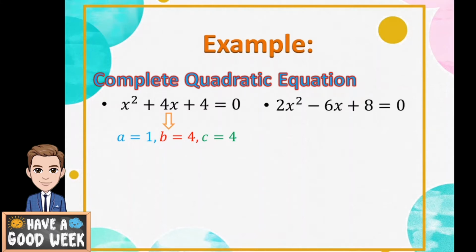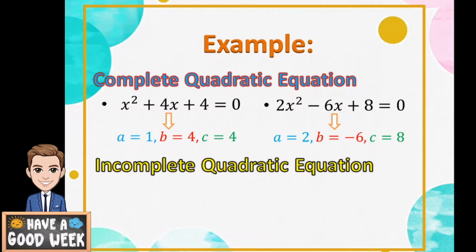2x squared minus 6x plus 8 equals 0. Again, complete quadratic equation because we have the quadratic term, the a, linear term, b, and the constant term, c. So, the values of a, b, and c are the following: 2, negative 6, and positive 8. So, let us now proceed to the example of incomplete quadratic equation.